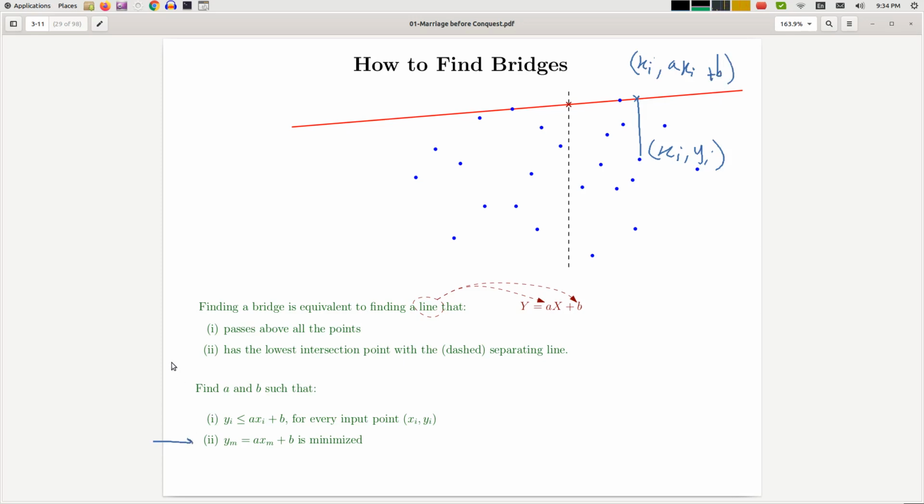What about the second condition? Well, the second condition is also easy. Imagine that this coordinate is x_m of this vertical line, then the coordinate of that point is going to be (x_m, a x_m plus b). We want to find the lowest, which means that we want to find the smallest value of the y coordinate. So we want to minimize this expression while maintaining all these inequalities. This is an instance of linear programming or a linear program, and we're going to look at this in the next video.